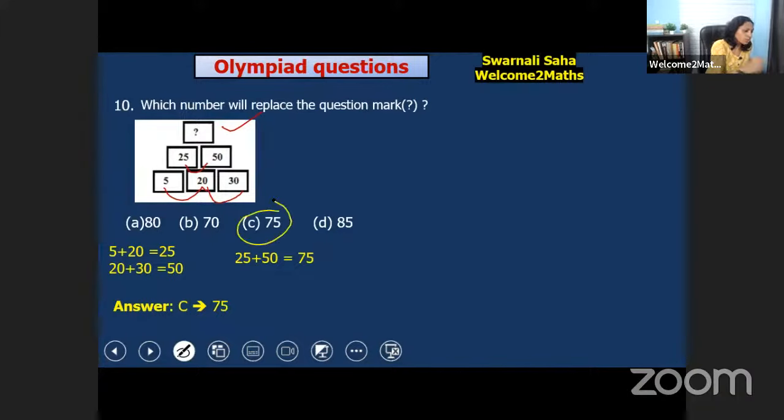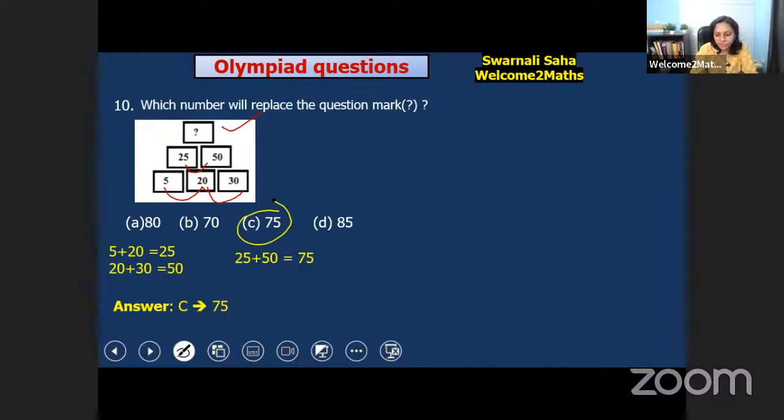Hope you understood. It's so easy, na? 75. This type of question you always get in Olympiad exam. 5 plus 20 is 25 and 20 plus 30 is 50. So we have to add 25 plus 50 and it's 75. Very good. C is 75. Very good. So let's move on.